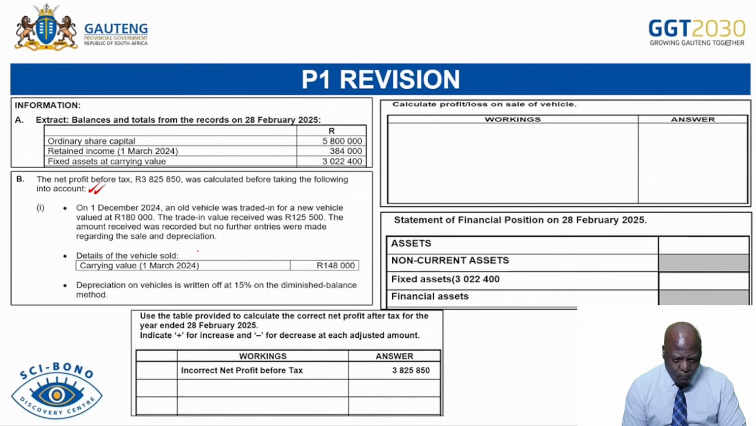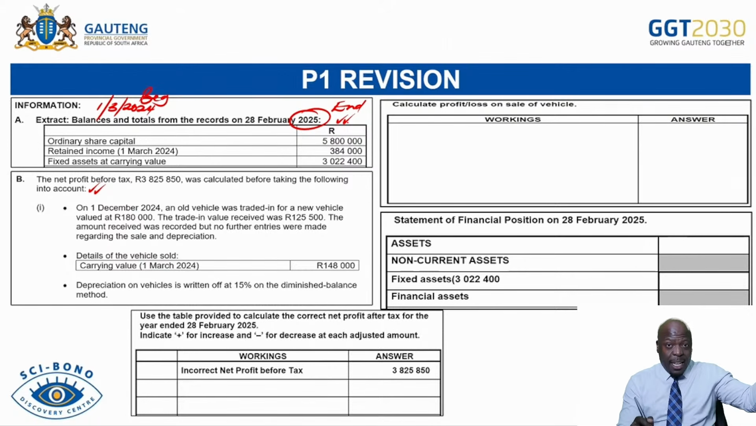Let's begin. We are told on 1 December 2024, very key to note your financial period. This financial year ends on the 28th of February 2025. That means it began on the 1st of March 2024. This was the beginning and this is the end. So you have the beginning and you have the end. We good? All right.